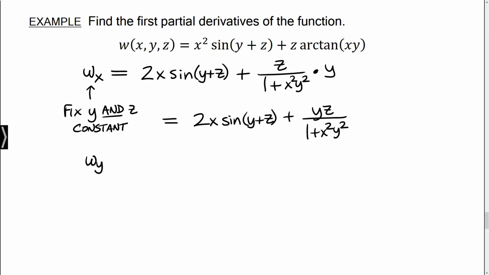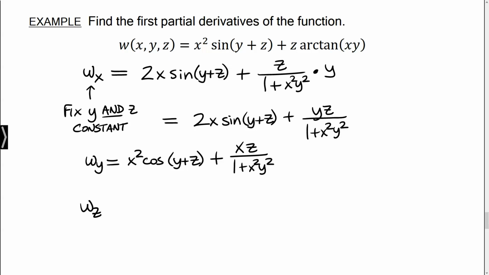For the y partial, now the x squared is a constant, so I get x squared cosine of y plus z. I do have to think about the derivative of what's inside, but the derivative of y is just 1. So it's really times 1. And then over here, the z is a constant. So actually I'm going to get the same thing I got before, except instead of picking up a factor of y, I'm going to pick up a factor of x. So it's going to be xz over 1 plus x squared y squared.